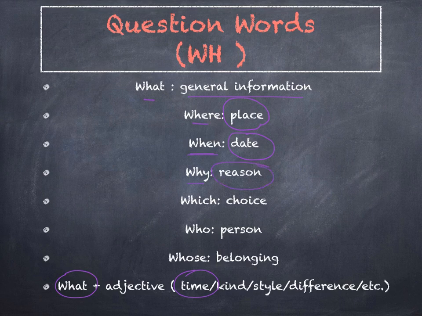Why? I'm looking for a reason. Which or which one? I'm looking for a choice. Who? A person, whose, a belonging. I want to know whose rule is this, for example. So I'm looking for a person. And then you can have your question word what and add different kinds of adjectives to get a more specific answer.